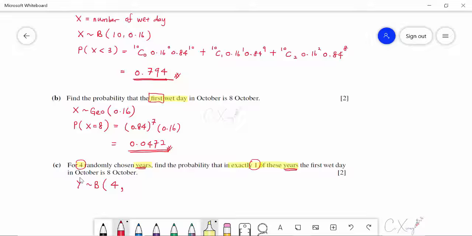And then what is the probability that you should put in as the second parameter? You should put in the probability that the first wet day in October is the 8th of October. This probability you already got just now from part B. And 0.0472 is actually the simplified answer. For me, if I want the most accurate answer, I will still keep P as 0.84 power 7 multiplied by 0.16.